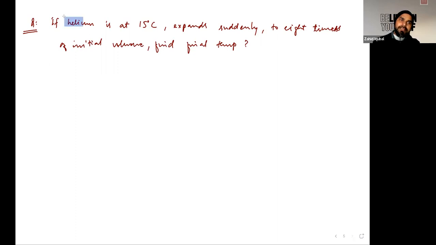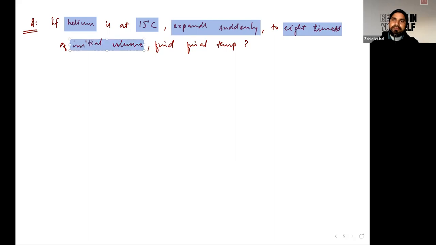In this part, we have helium gas initially at 15 degrees Celsius, expand suddenly to 8 times its initial volume. It means helium is monatomic, so degree of freedom will be 3 and gamma will be 5 by 3 for this part. Initial temperature is 15 degrees Celsius, so just convert this into Kelvin, so it will be 273 plus 15, so it will be 288 Kelvin. Volume, let's say V, expands abruptly to 8 times its initial volume. We have to calculate T2.